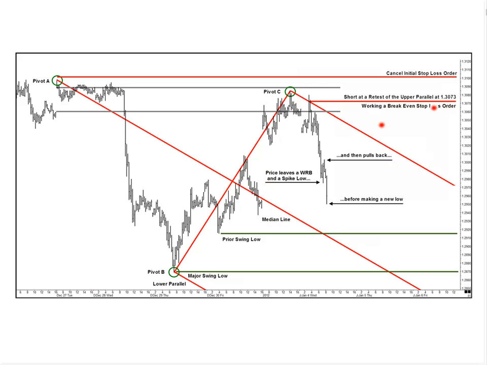Okay. There were no buyers here. Take a look. Wide range bar lower. Wide range bar lower. Price leaves a wide range bar lower and then a spike low. It pulls back and makes another new low. Everybody see that? Does this make it sit up? Now, if you weren't able to get in at this point, price has left the station.